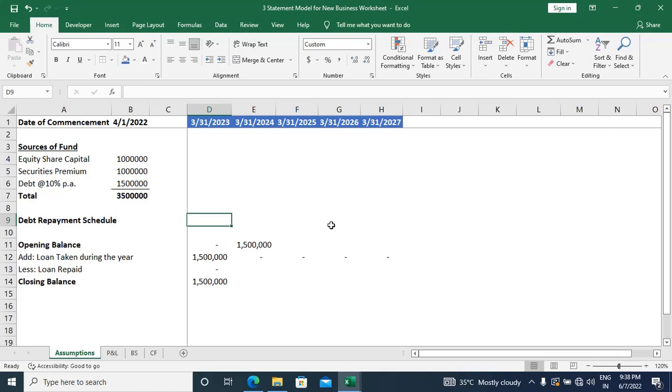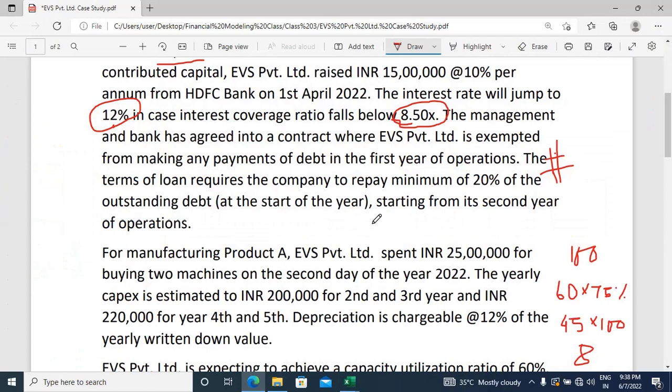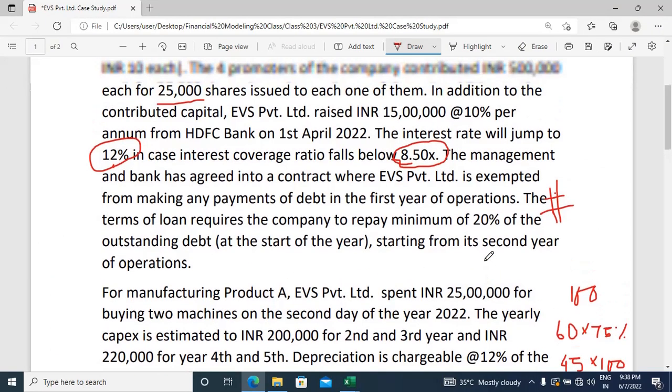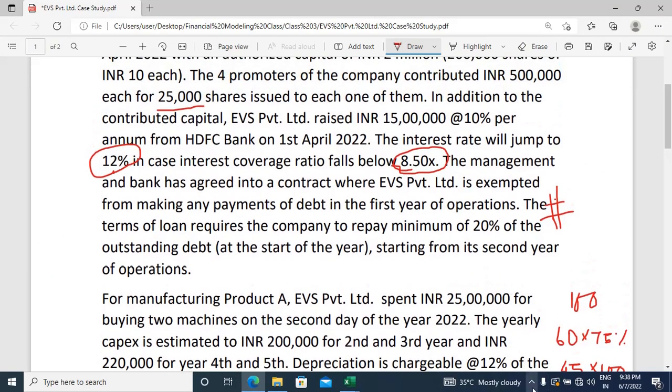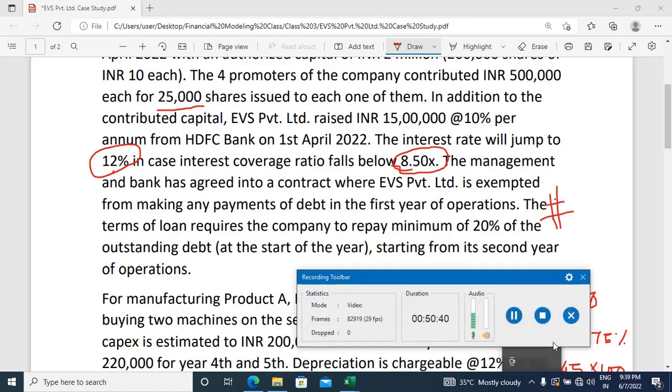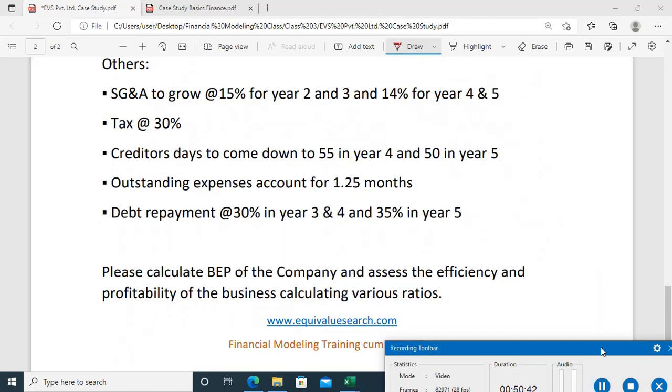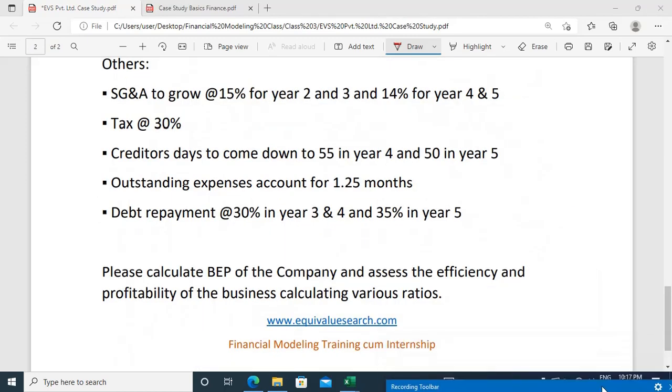So let us now work on this thing. So let us move on to the loan repayment schedule, that is how the loan was repaid. So now about the debt part, debt repayment schedule.